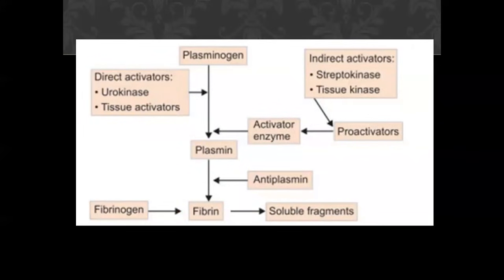As I told you, there are two activators that play a very important role in it. Remember the names of those activators: the direct activators and the indirect activators. Direct activators include urokinase and the tissue activators. Indirect activators include streptokinase and tissue kinase. The direct ones convert plasminogen to plasmin, whereas the indirect ones convert proactivators to activator enzyme, which in turn converts plasminogen to plasmin. This plasmin in turn converts fibrinogen to fibrin. As a result, there occurs lysis of the blood clot.